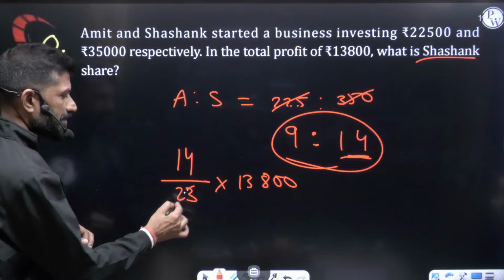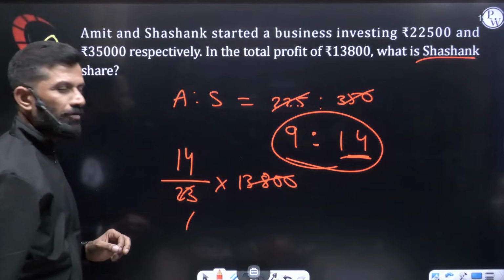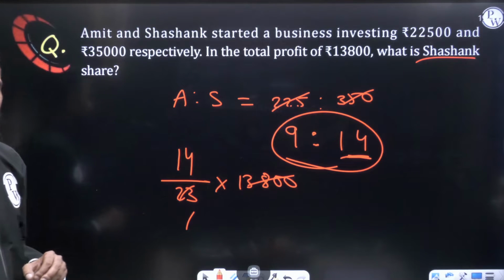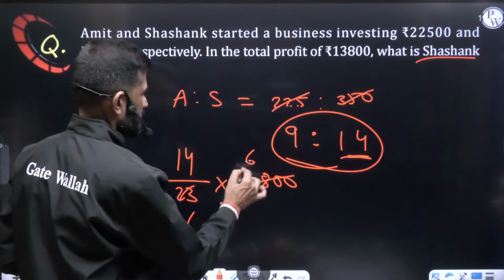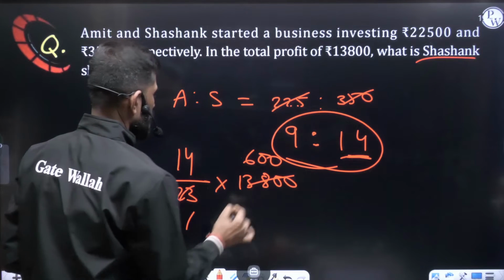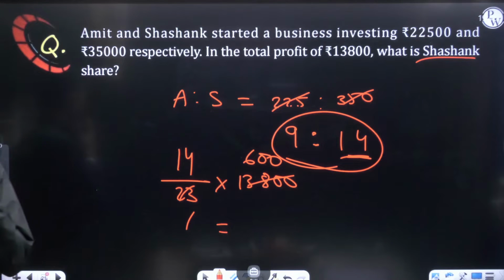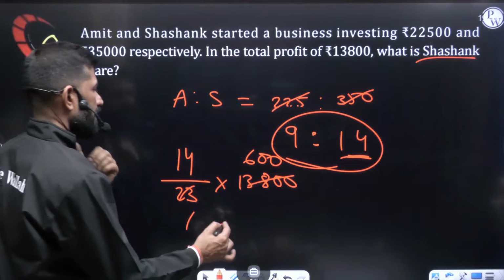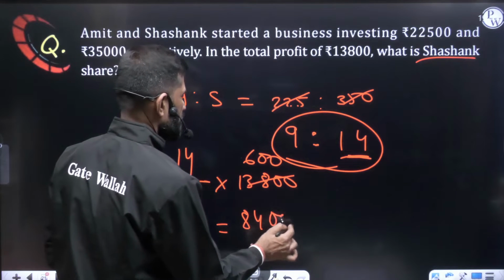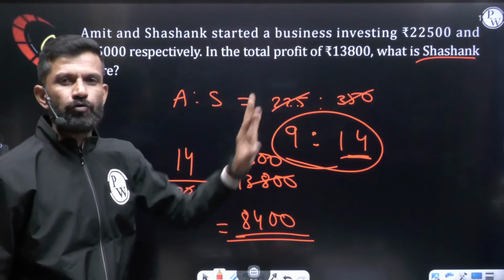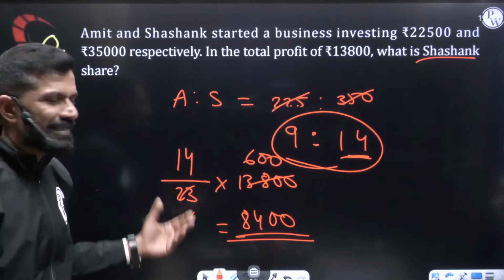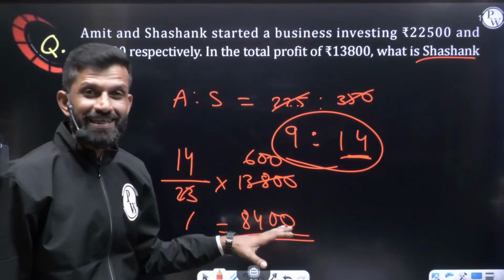23 ones are 23. How much is 138? 23 6s are 138. So 600. So 14 into 600, how much will it be? 14 6s are 84, so 8,400. So 8,400 will be Shashank's share out of the total profit of 13,800. As simple as that.